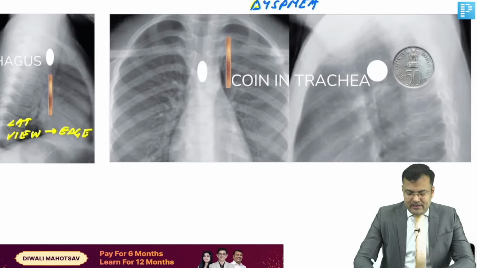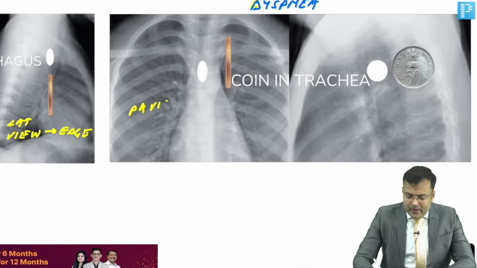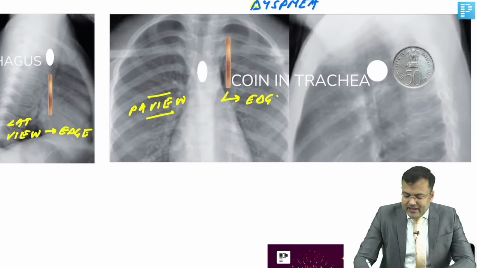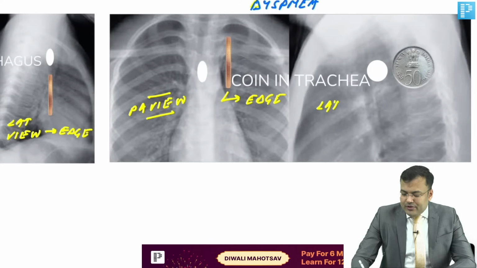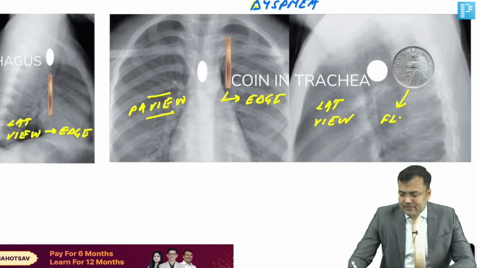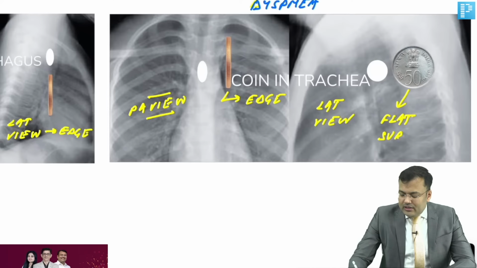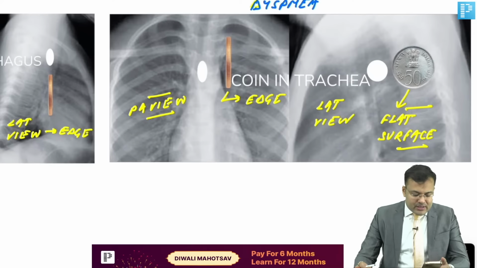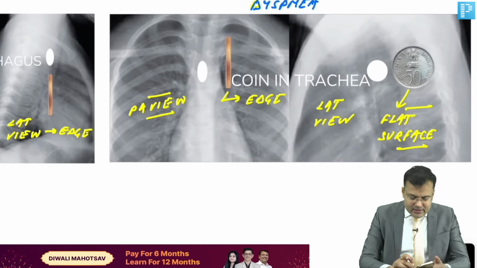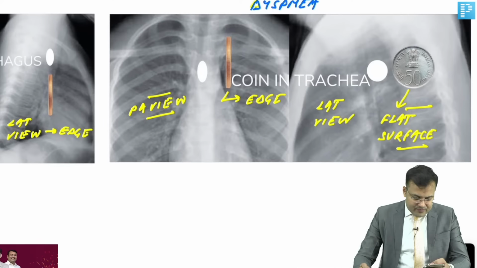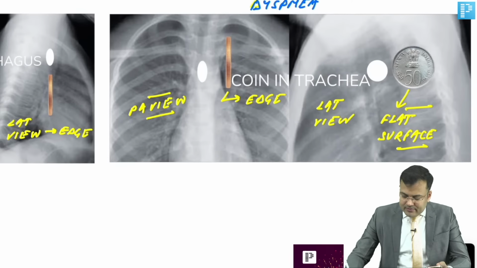Here you can see this is chest X-ray PA view. On PA view you can notice this is the edge, and this one is lateral view. On the lateral view you can see the flat surface. Nowadays these questions are very important and are asked frequently. Clear? Okay. Now see this.